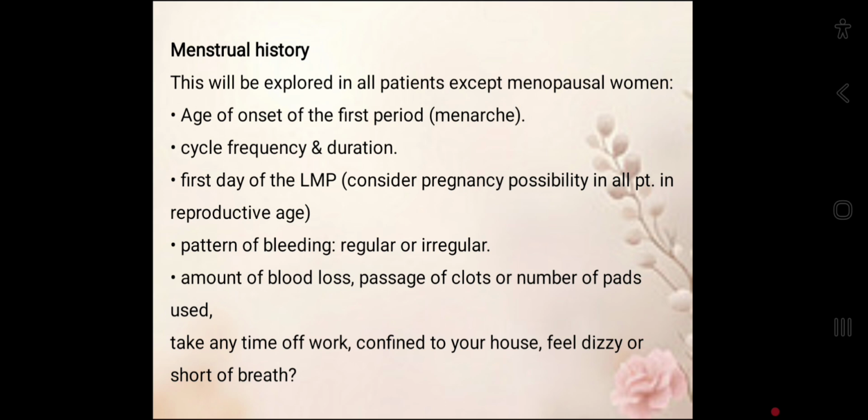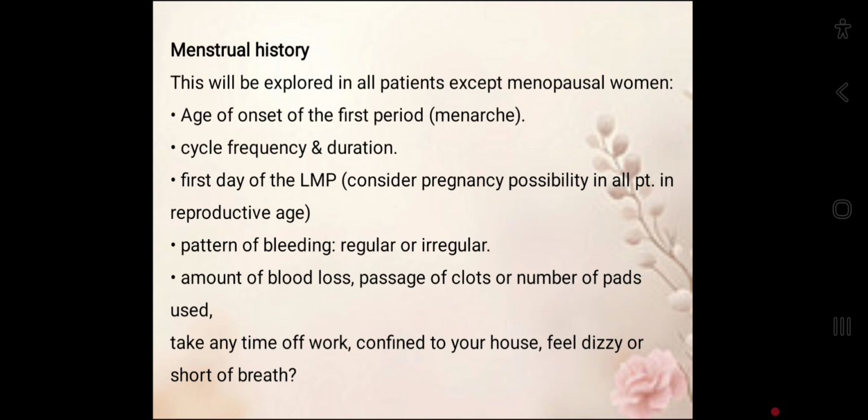Ask about cycle frequency and duration. Cycle frequency represents the entire cycle length from the first day of the menstrual cycle to the first day of the next cycle, while cycle duration is the actual days the bleeding lasts. Normally, cycle frequency is from 21 to 35 days and cycle duration 5 to 7 days.